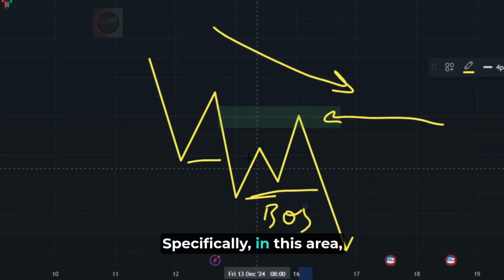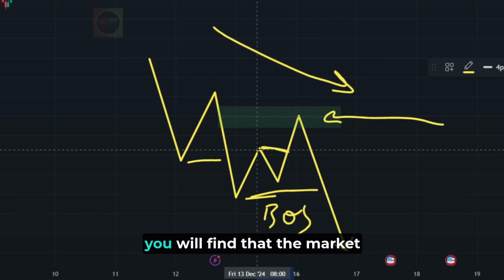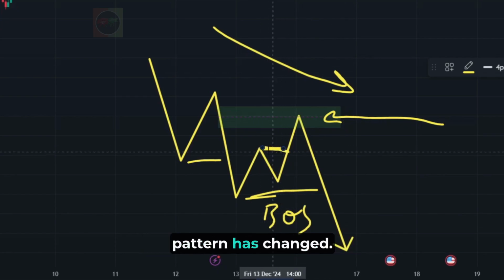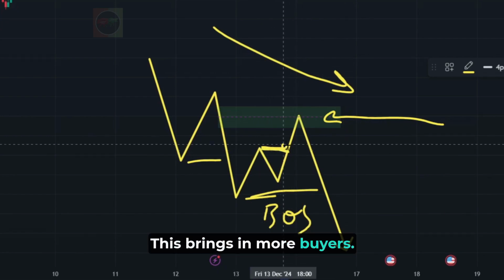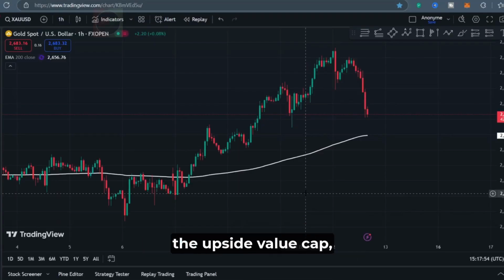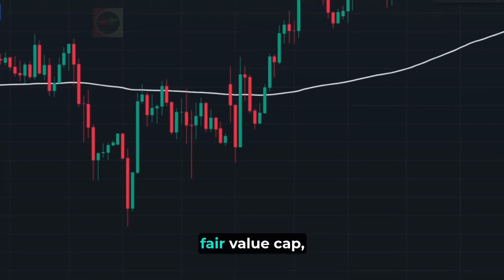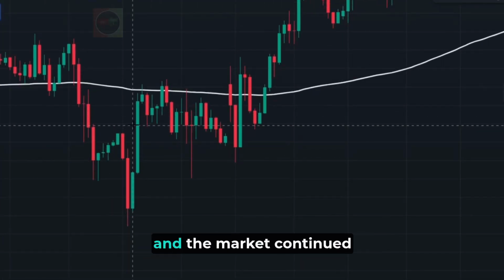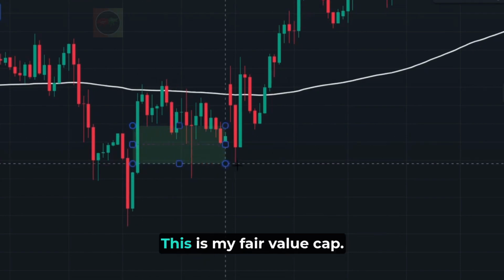Where? Specifically in this area, because in this area you will find that the market pattern has changed. This brings in more buyers. If you remember, we talked about focusing on the upside fair value gap, which is in line with the trend. In this case, if we look back at the daily time frame, we'll find that the market is bullish. I'm going to focus on the positive fair value gap. And so if you notice here, we have a positive fair value gap, which was filled by the market, and the market continued to go up. This is my fair value gap.